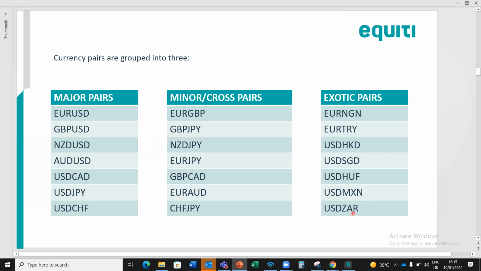Now, if you notice very well, a new set of currencies were introduced, but being paired with any of the major currencies like Euro or USD. All right, this forms what we call the exotic pairs. All right, so these are the classifications of currency pairs, and you can trade every one of them so long as they are listed on the broker platform.